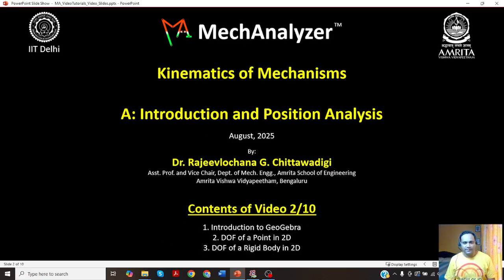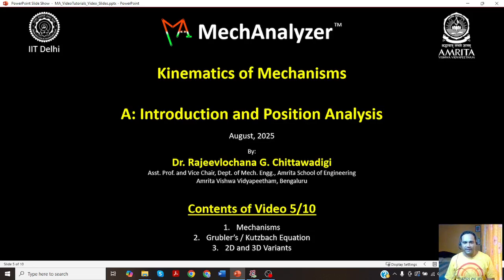In video 2 we'll be looking at a software called GeoGebra. Then in video number 3 we'll be understanding what kinematic pairs are and how to find the degree of freedom of a pair. Then we'll look at how to write GeoGebra programs such that we can visualize how a prismatic joint moves and also how a revolute joint moves.